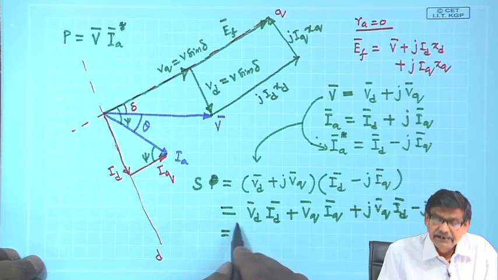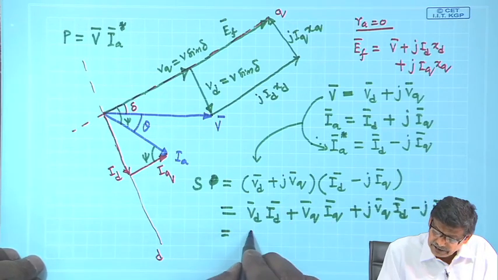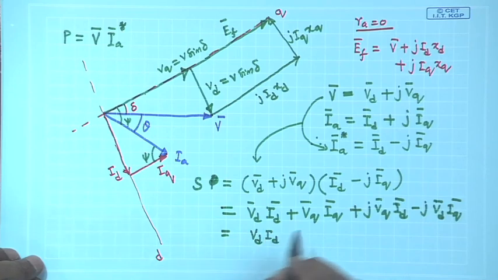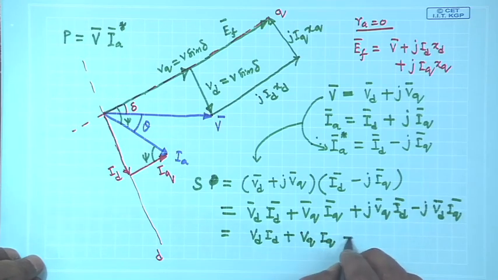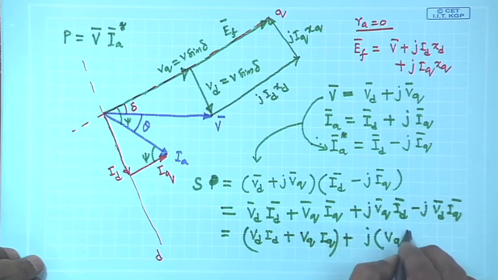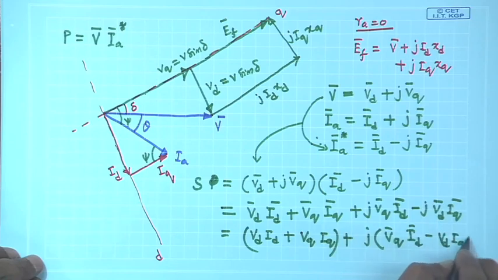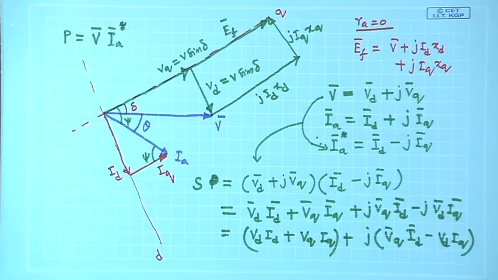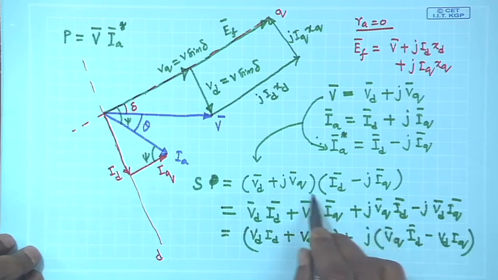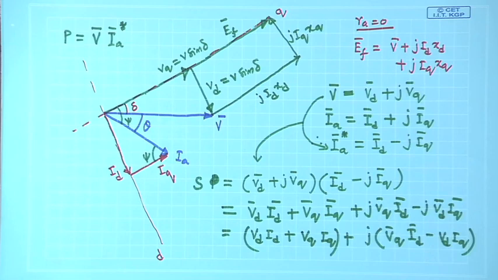Now, Vd and Id are in the same phase. Therefore, it will be simply the multiplication of Vd into Id. Vq and Iq are in the same phase, so it will be Vq Iq, is not? And then plus j, whatever it is here, Vq Id minus Vd Iq. This will be only magnitudes, Vq into Id and this one.